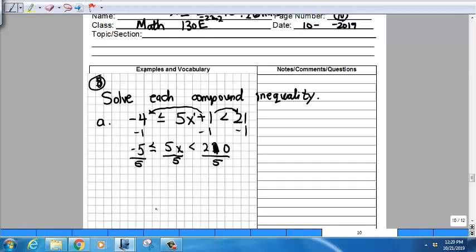simultaneously. So I get minus 1 less than or equal to x less than 4. And that is the solution, okay? If 5x plus 1 is between minus 4 and 21, then x itself has to fall between minus 1 and positive 4. So there's the solution to that compound inequality. Any number that's bigger than or equal to minus 1, but at the same time less than positive 4.